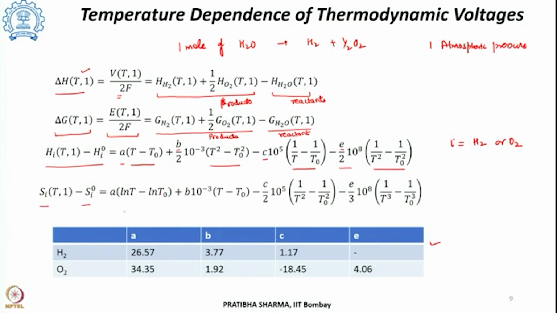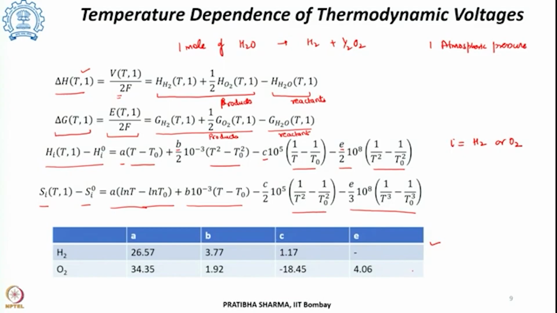Similarly, the change in the entropy can be written as A ln of T minus ln of T naught, B 10 to power minus 3 T minus T naught, minus C by 2 10 to power 5 1 upon T square minus 1 upon T naught square, E by 3 10 to power 8 1 upon T to the power cube minus 1 upon T naught to the power cube.